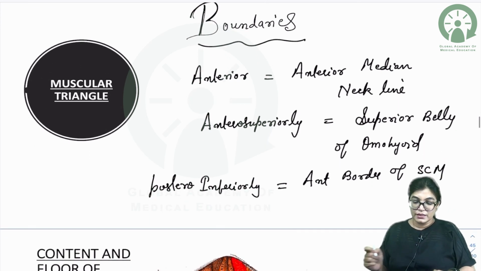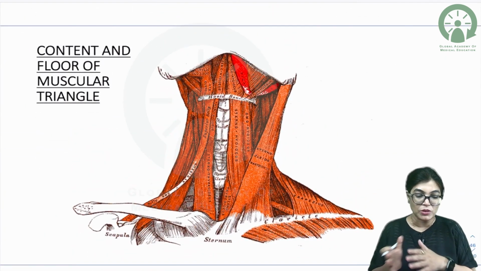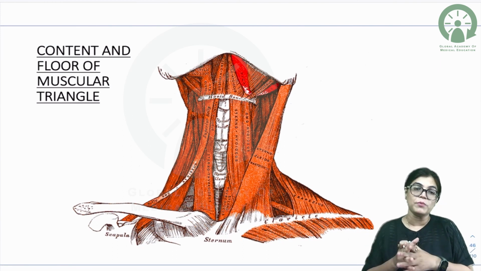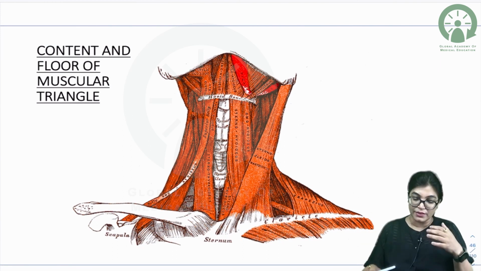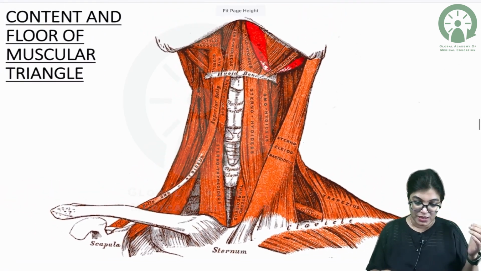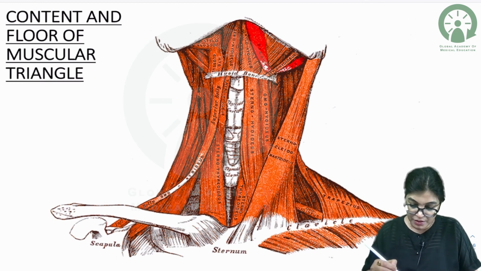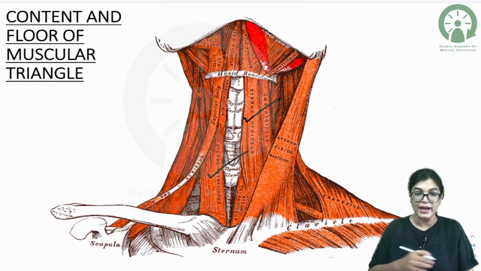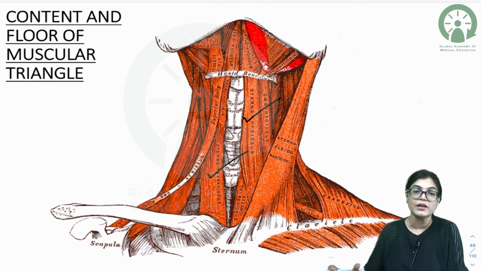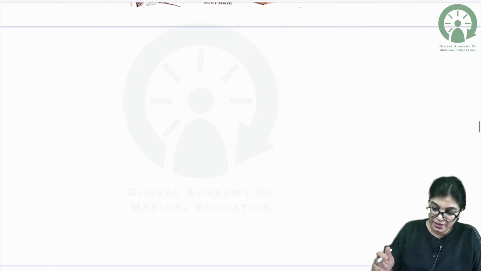Done? Now coming to the floor structures and the content. Actually, if I talk about the floor, 3 muscles are forming the floor and that is only the content also. So just see the content and the floor structures of the muscular triangle. I am just enlarging it. When I enlarge it, you can see it contains the muscles: sternohyoid, sternothyroid, and thyrohyoid muscle. So please write down the content.